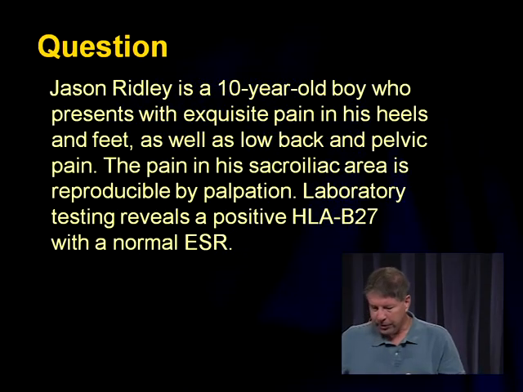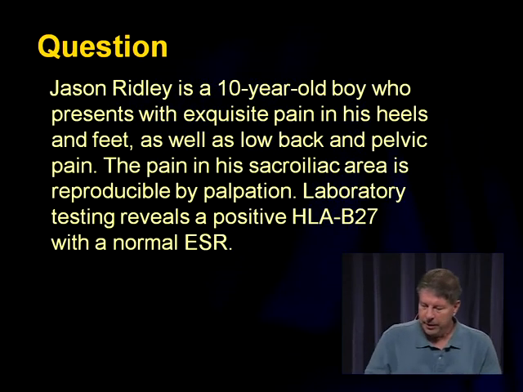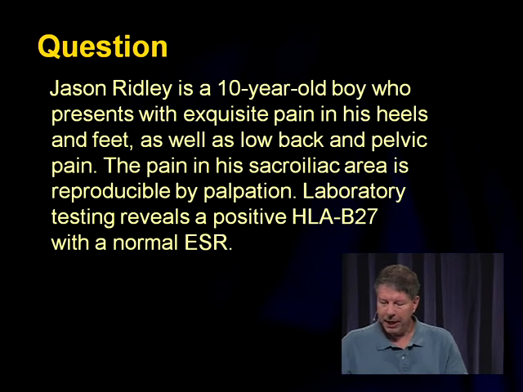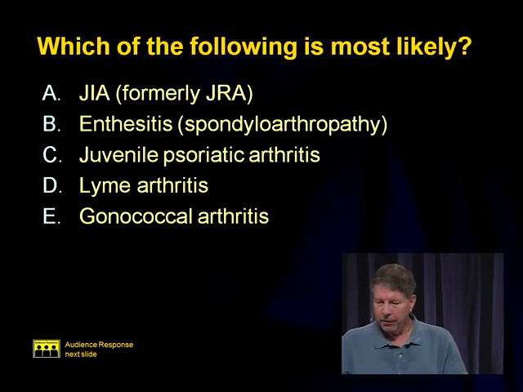What I want to do first is just start with a case. This is Jason. He's a 10-year-old boy who presents with exquisite pain in his heels and feet, as well as low back and pelvic pain. The pain in the sacroiliac area is reproducible by palpation. Lab testing reveals a positive HLA-B27 with a normal sed rate. Which of the following is most likely?